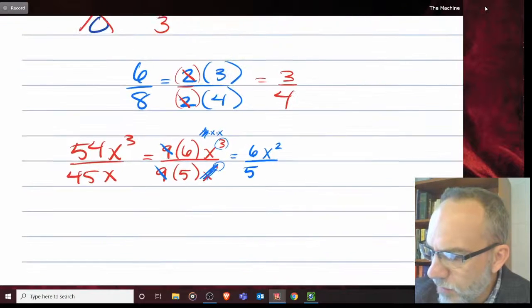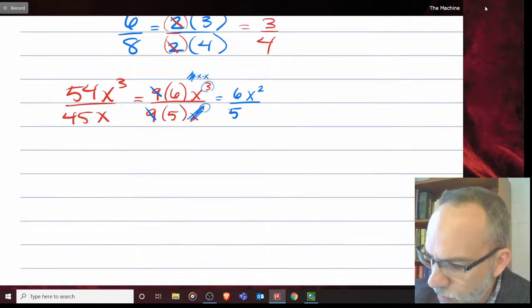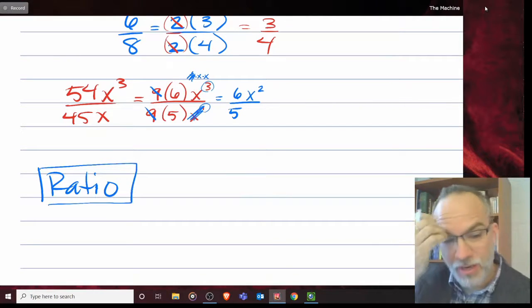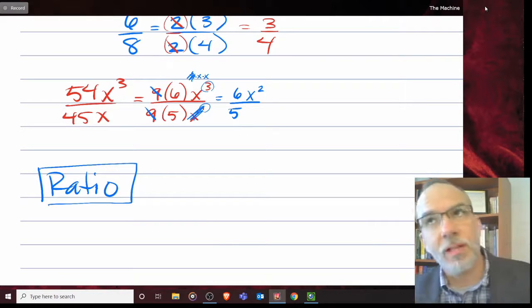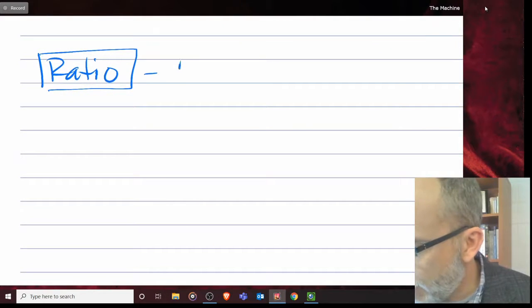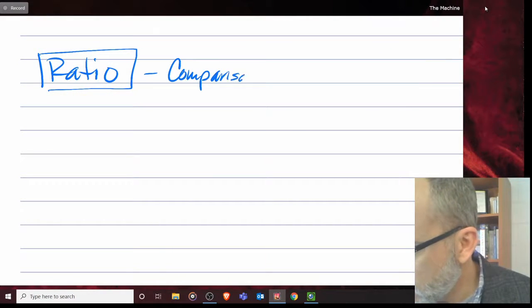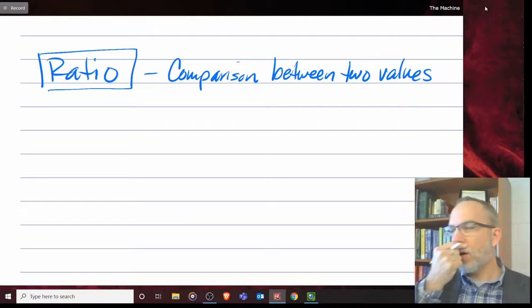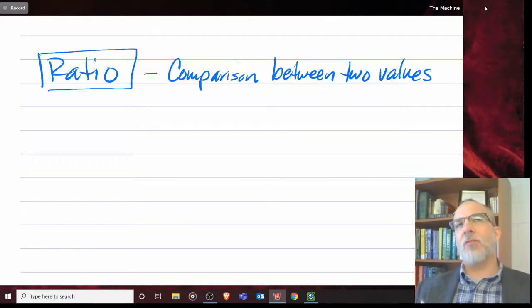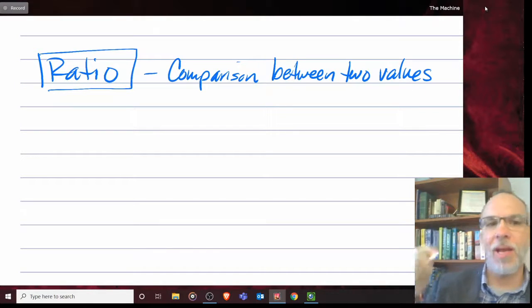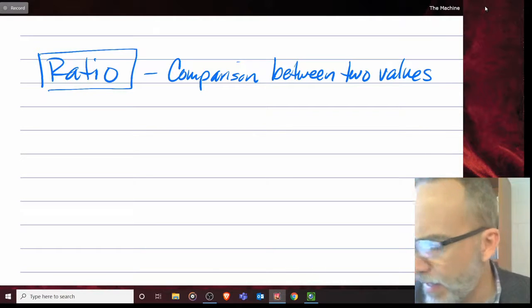Fractions are oftentimes confused with a ratio, because they're very similar. A ratio is not exactly the same thing as a fraction, although it looks like it if you write it as a fraction. What's a ratio? A ratio is a comparison between two values. And so it's not exactly a fraction. On a fraction, the denominator told you how many was the whole, and the numerator told you how many parts that you had. But it doesn't have to be that way with a ratio.